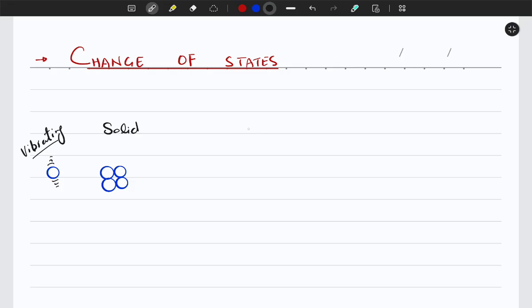Now then we have liquids. Now these particles are moving here and there, okay? So let's say these particles are moving randomly. Let's say this is a beaker, and those particles are moving randomly here and there, and they are also vibrating, but they are moving freely from one place to another place.